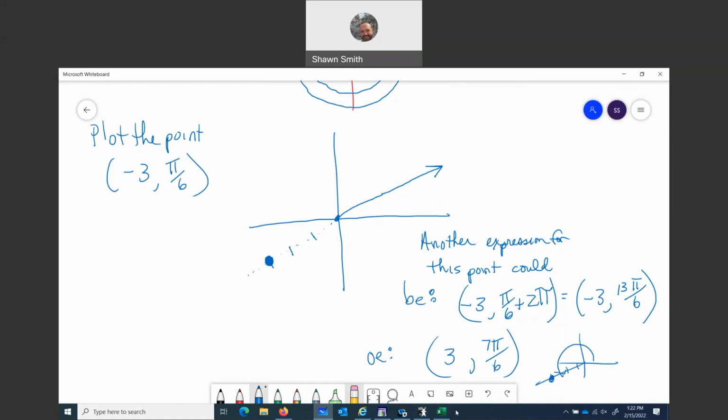Can you explain the 13 over 6 marks? All right, so here's pi over 6, right? Here to here is adding another 2 pi. It's coterminal. So 2 pi is the same thing as 12 pi over 6. And then adding it to the pi over 6 equals 13 pi over 6.